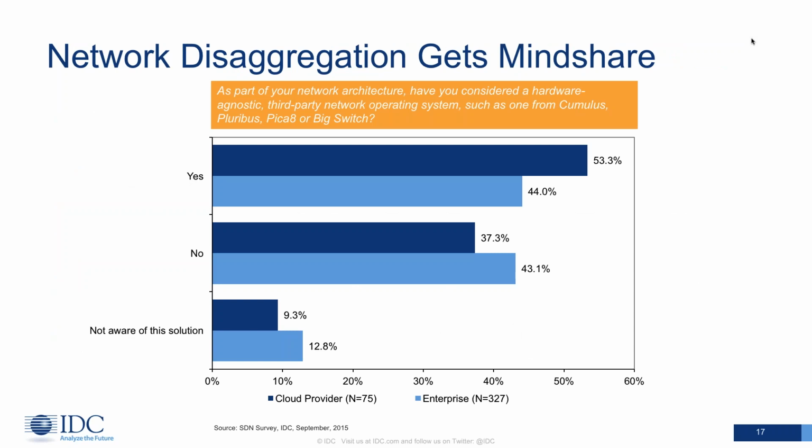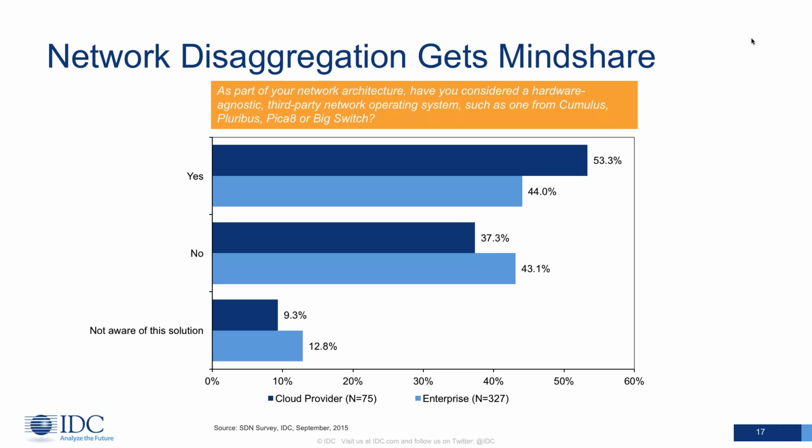Network disaggregation is really getting mind share in the industry, and we've now asked this question two years in a row in our SDN survey. We asked respondents, as part of your network architecture, have you considered, and we had this question before network disaggregation became a better term, so we want to make it really clear, a hardware agnostic third-party network operating system, and then we named some vendors such as Cumulus, Pluribus, PK8, or Big Switch.